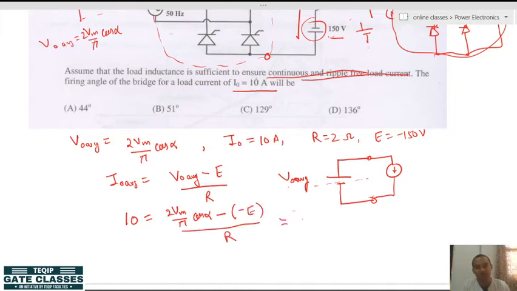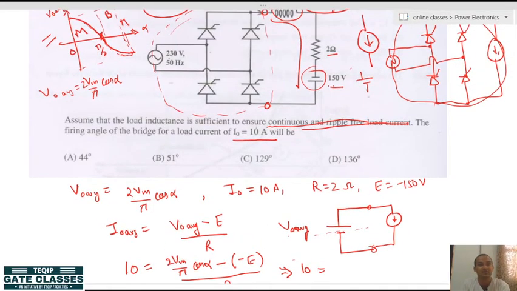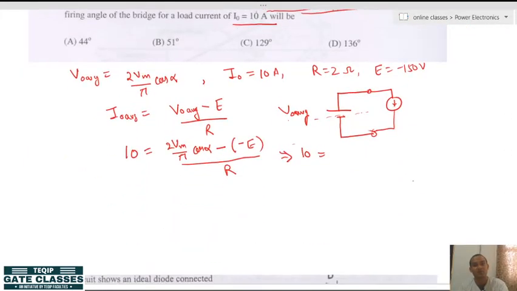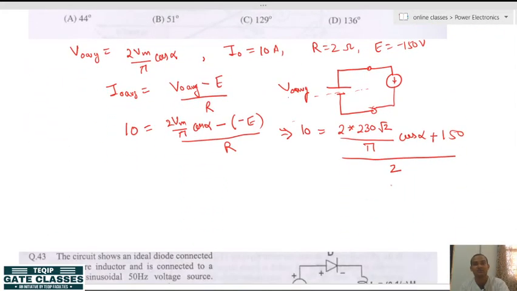So, just put the values. 10 equals Vm, which is already given. See, this 230 volt is the RMS value, alright. By default, a single phase supply represents the RMS value. So, you have to convert the RMS value to peak value, which means 2 into 230 root 2 divided by pi cos alpha plus 150, divided by R, which is 2 ohms. Yes. So, just solve it.